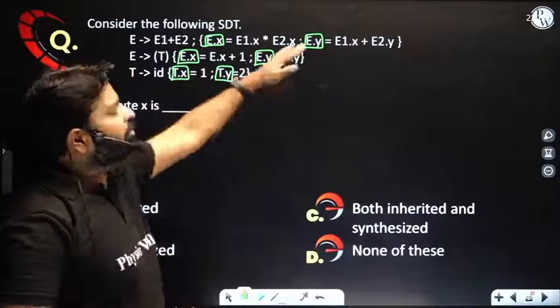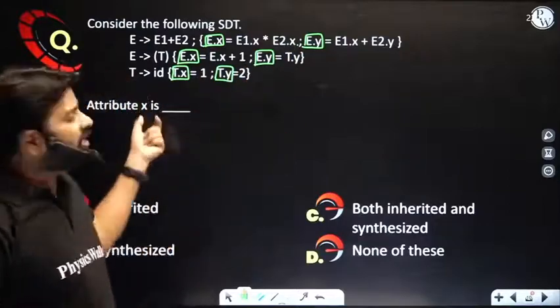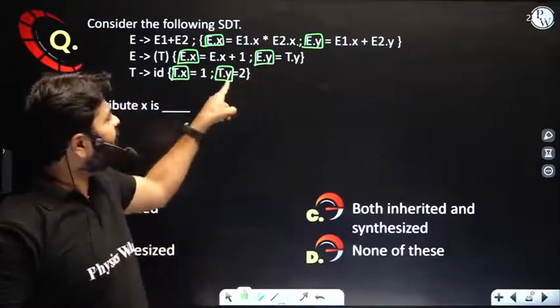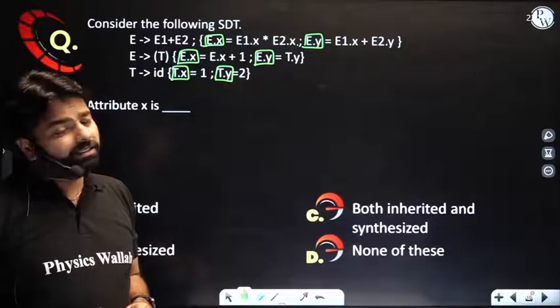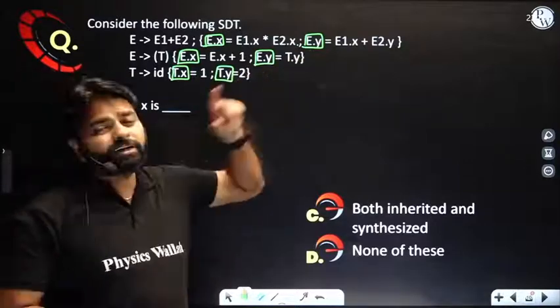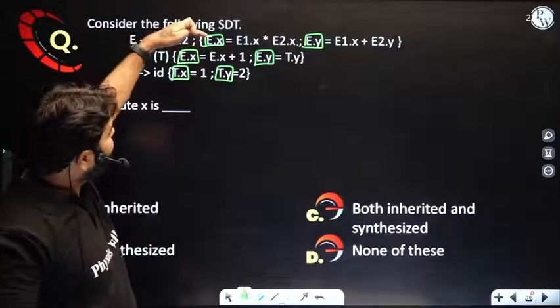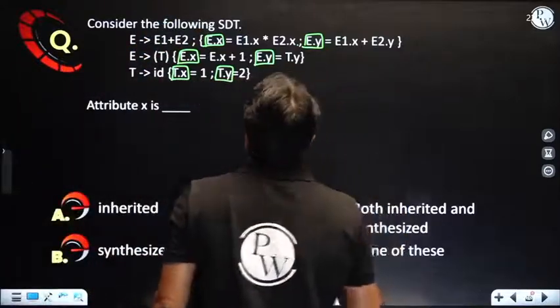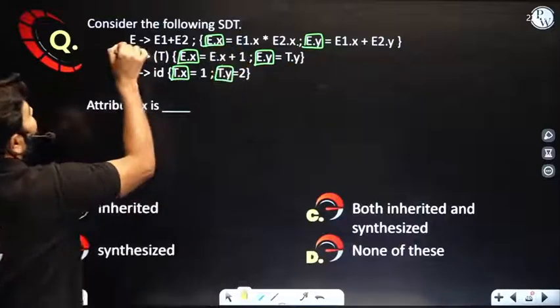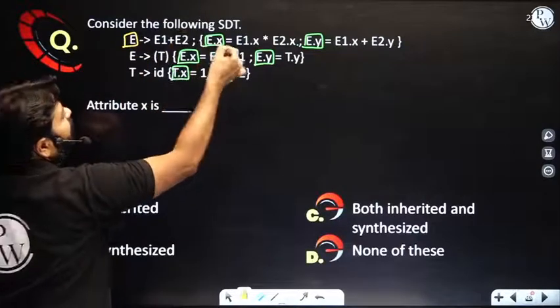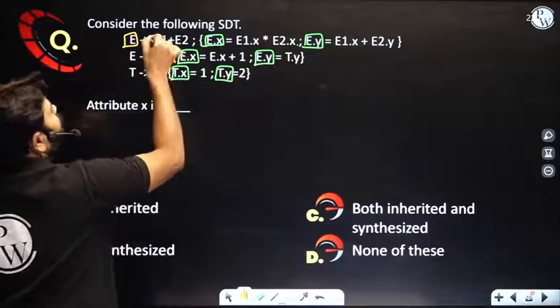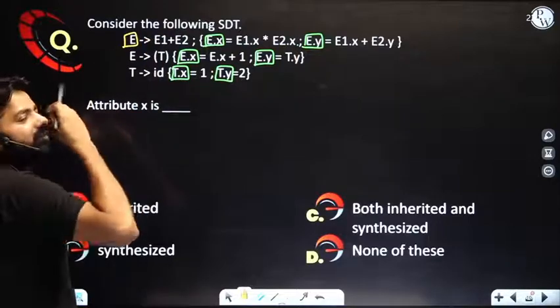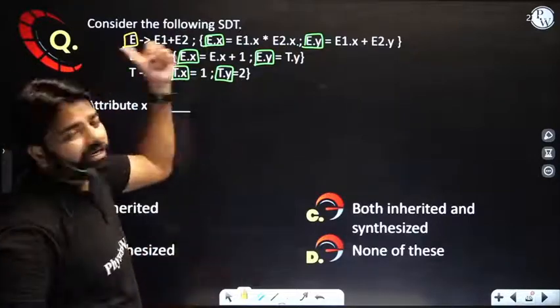Among these six computations, how many are actually X? These three are Y, so don't look at them. We don't need these three statements at all, but we need these three statements. Here, the E means at this place, and you are depending on E1 and E2. That's actually called what? Children. E1 and E2 are children of E.